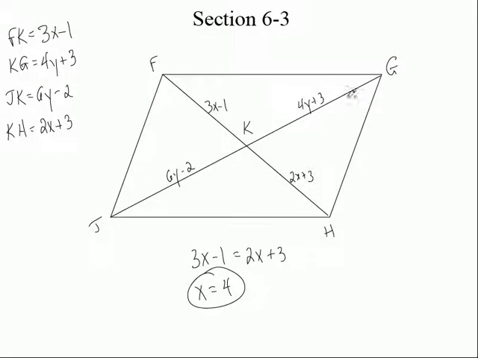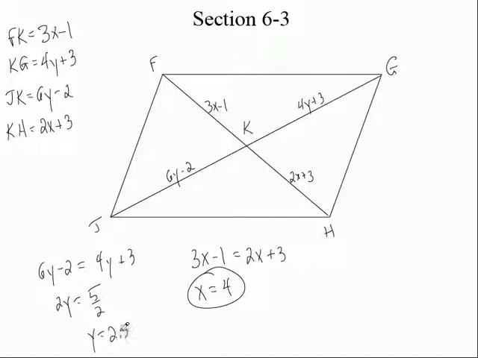These two segments right here must be equal to each other because if the diagonals bisect each other, then the thing must be a parallelogram. So 6y minus 2 must equal 4y plus 3. This is way too easy, isn't it? Subtract 4y from both sides, add a 2 to both sides, that's a 5, and then divide by 2. It's 5 over 2 or 2.5.